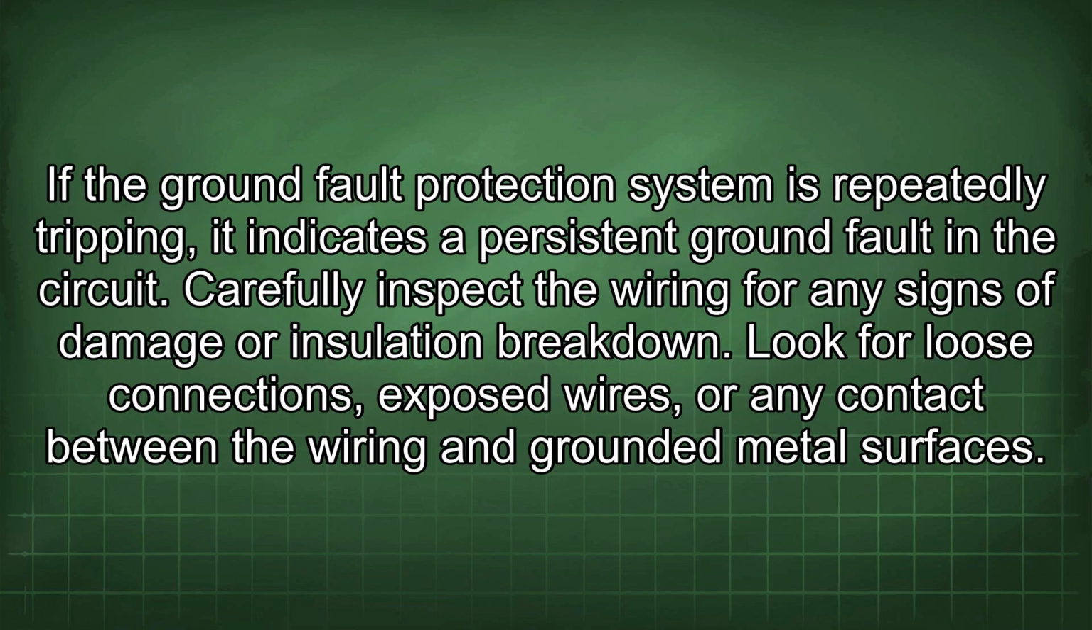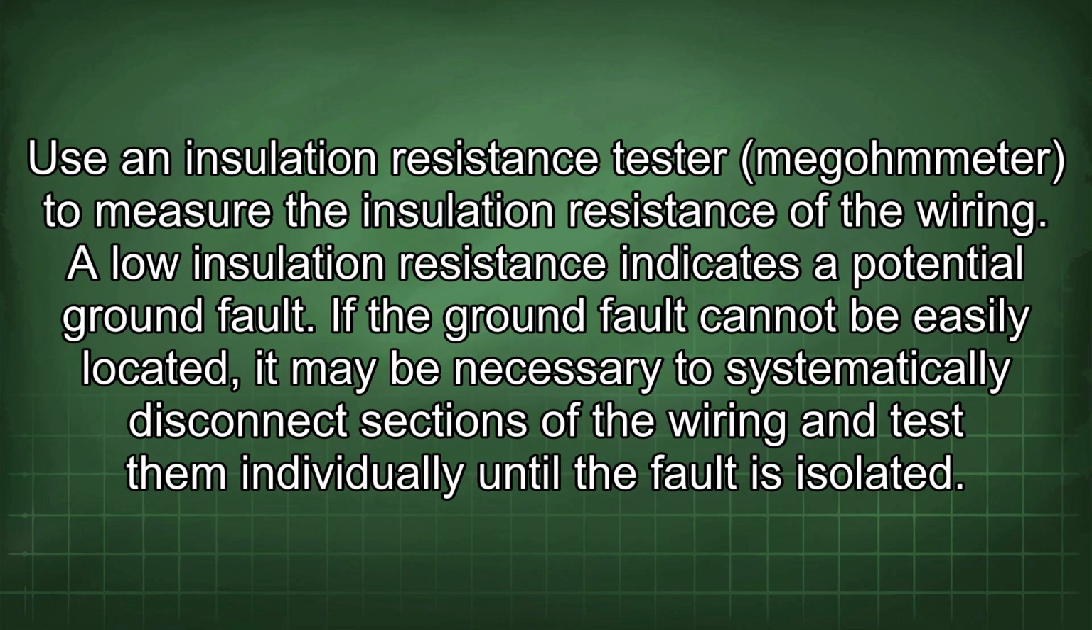If the ground fault protection system is repeatedly tripping, it indicates a persistent ground fault in the circuit. Carefully inspect the wiring for any signs of damage or insulation breakdown. Look for loose connections, exposed wires, or any contact between the wiring and grounded metal surfaces. Use an insulation resistance tester megameter to measure the insulation resistance of the wiring. A low insulation resistance indicates a potential ground fault.